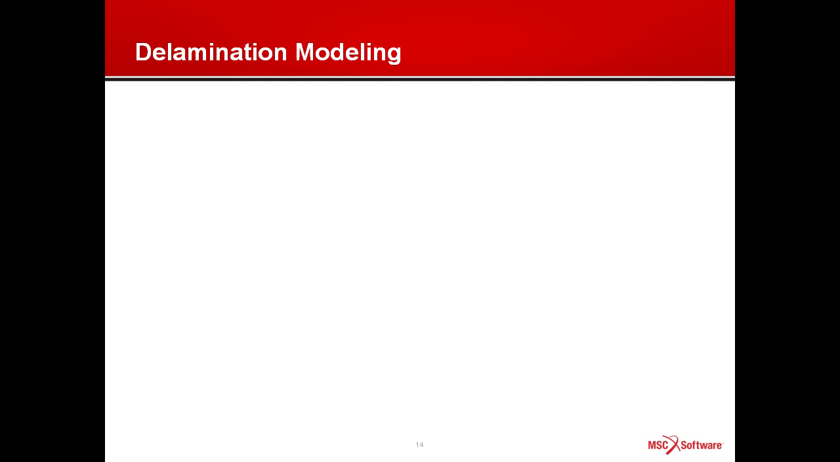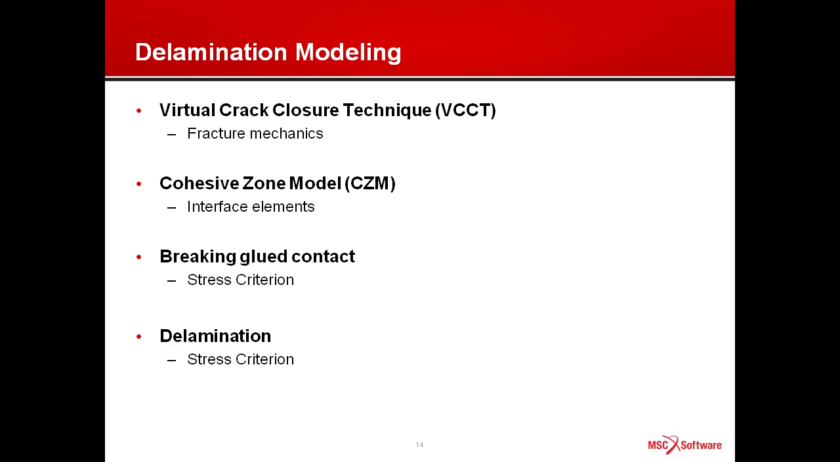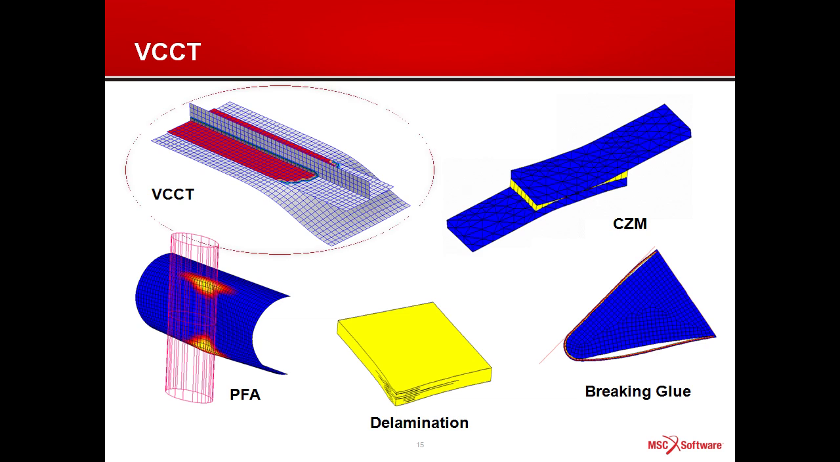I mentioned earlier we have 4 methods here to present to you. The first is virtual crack closure technique, VCCT, and this is a fracture mechanics based method. The second method we'll present to you is cohesive zone model, and this one uses a special class of interface elements to simulate delamination. The next 2 methods are both stress-based. We're going to use a stress criterion. The first one is a breaking glue contact method, and the second one is a delamination method. Let's go ahead and take a look at VCCT.